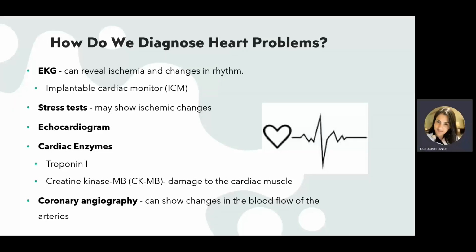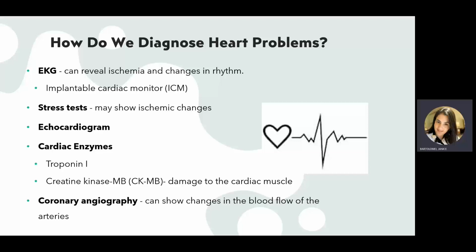We also look at something called cardiac enzymes. There's two different ones. One is troponin, which is the indicator for a myocardial infarction, or whenever there's dead tissue of the heart. And then we look at creatine kinase-MB, which is released into the bloodstream whenever the muscle has been damaged.